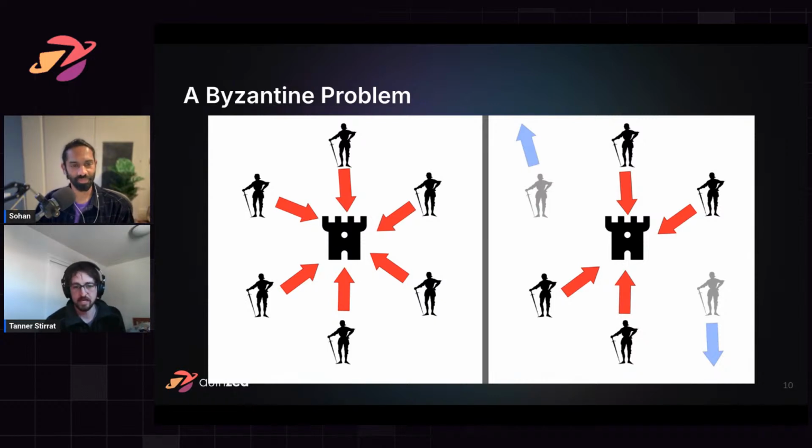And the idea is that if you have a bunch of generals who are sitting around a city and they all need to attack at the same time, and the attack only works if all of them attack at the same time, it fails otherwise. There isn't a way from the perspective of a general to know for sure that all of the other generals are going to attack at a specific time.